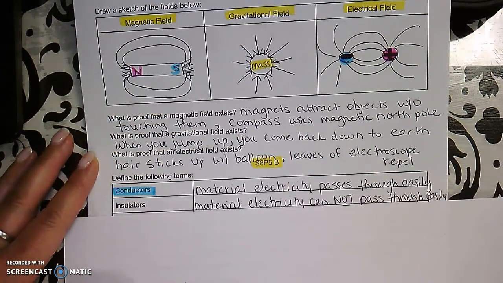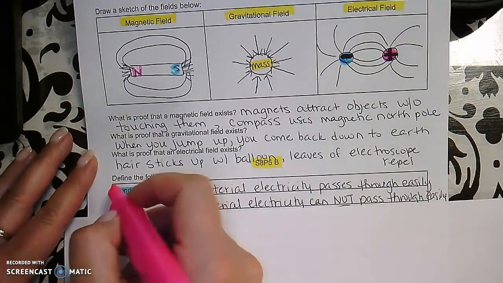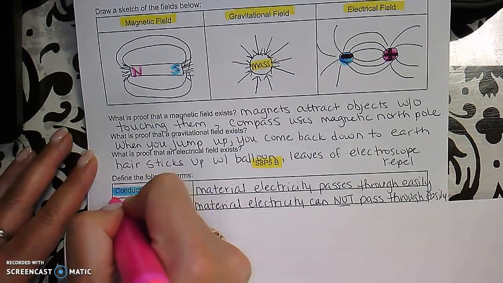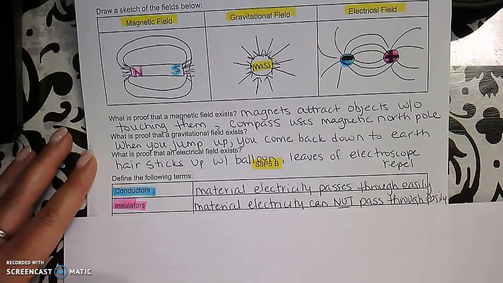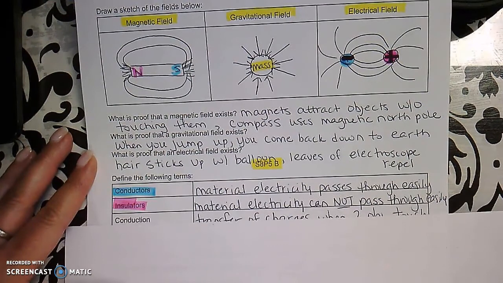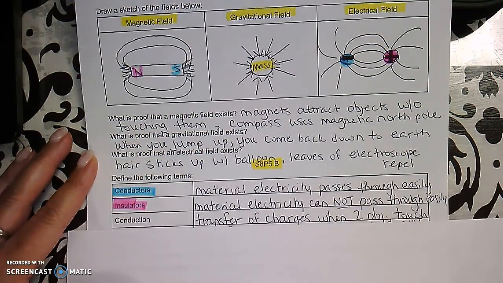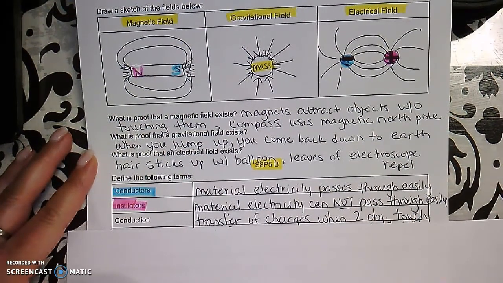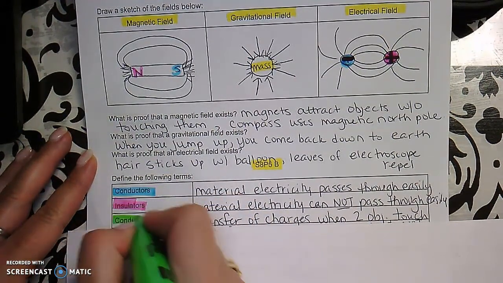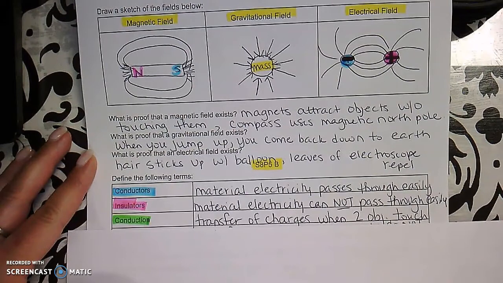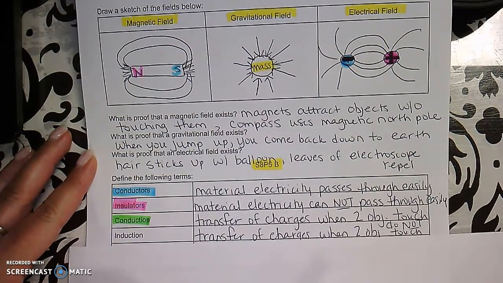An insulator is a material that electricity cannot pass through easily. Glass, plastic, rubber, those are good insulators. Think about things that cords are coated in so we don't get shocked. Conduction is the transfer of charges when two objects touch. This is talking about conduction of electricity, and we have just finished reviewing conduction of heat. Very similar in concept.